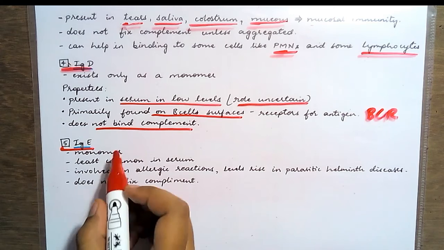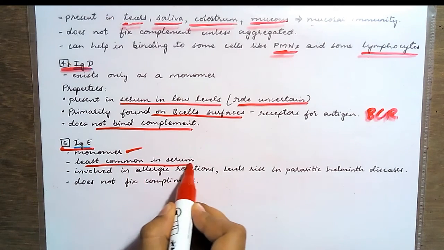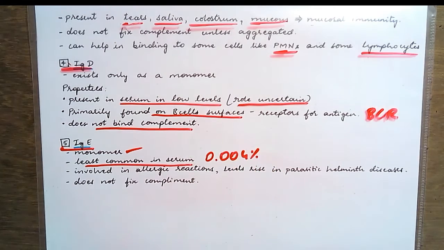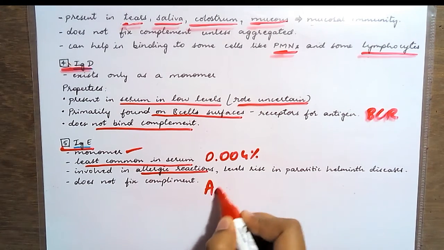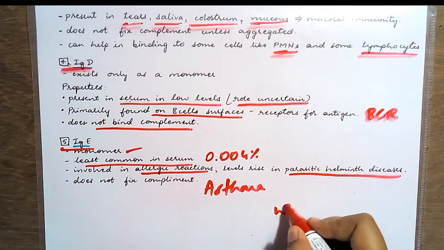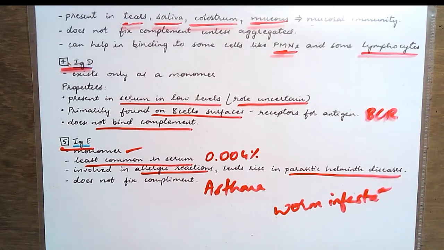Next comes IgE. Also exists as a monomer, and they are least common in serum. Like we studied, they form only about 0.004% of the serum immunoglobulins, and these are involved in allergic reactions like asthma, eczema, and other things. And their levels also rise in parasitic helminth diseases. This is nothing but worm infestation. These are found in raised levels during such conditions, and they do not fix complement.